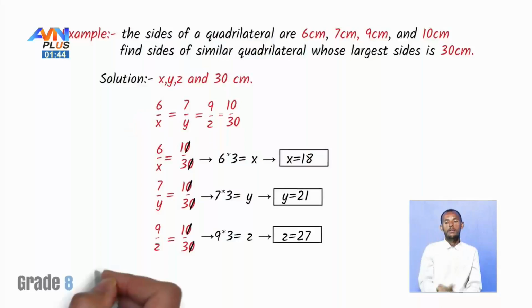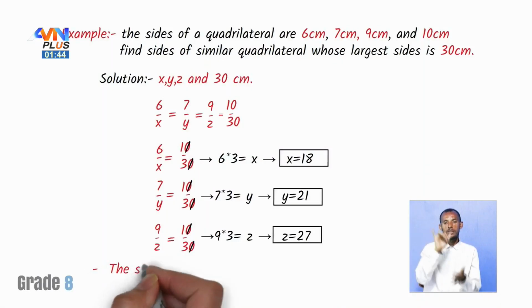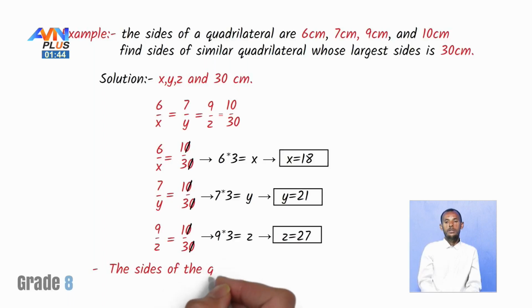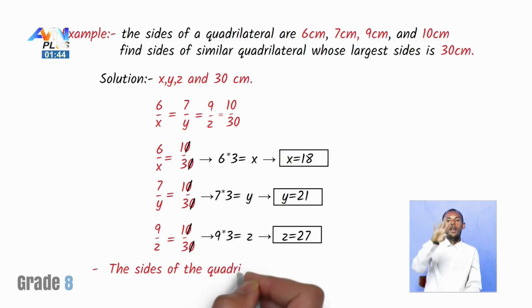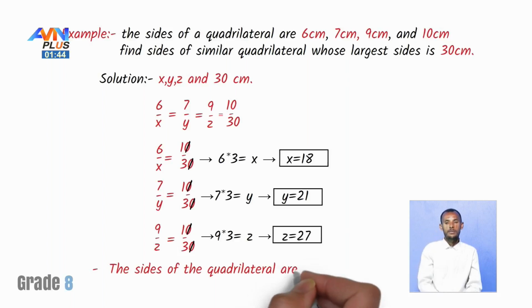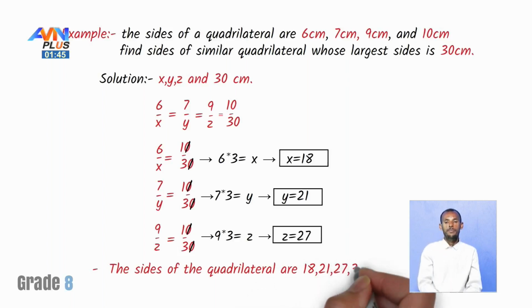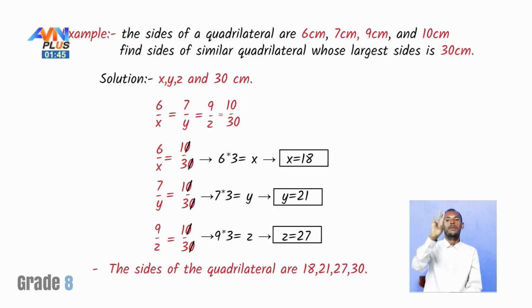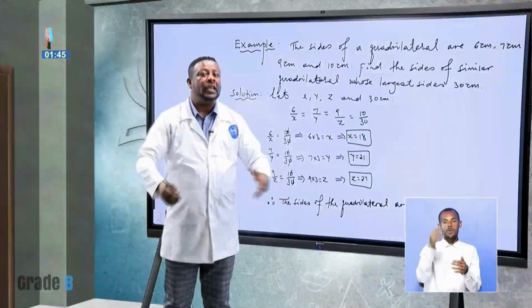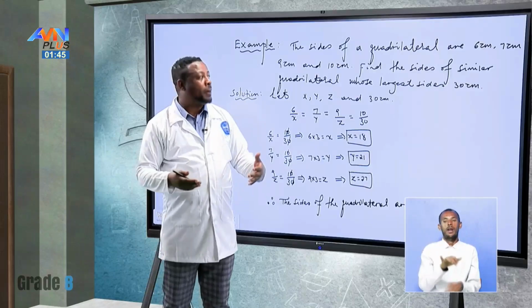So you can say that, therefore, the sides of the quadrilateral are 18, 21, 27, and 30. So this is how you determine similar plane figures.